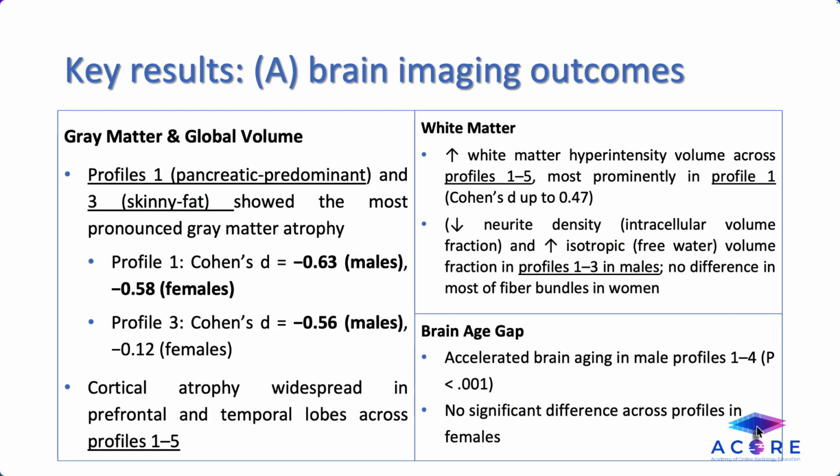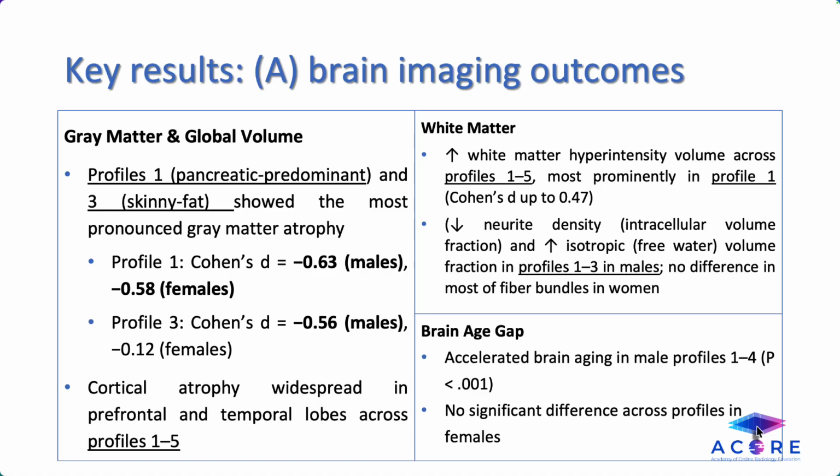Starting with gray matter and global volume, profile 1, the pancreatic predominant pattern, and 3, the skinny fat profile, showed the most pronounced gray matter atrophy. Profile 1 demonstrated substantial effects in both sexes, whereas profile 3 showed stronger associations in men. More broadly, cortical atrophy was observed across profiles 1 through 5, particularly in the prefrontal and temporal lobes.